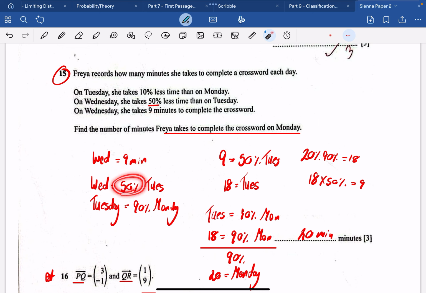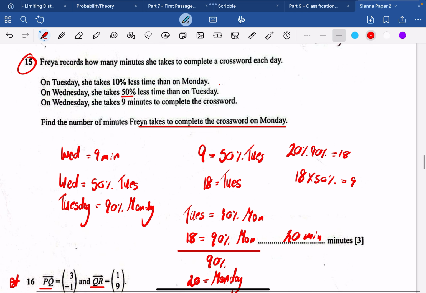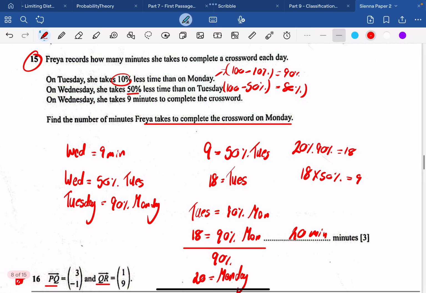Wednesday is equal to 50% of Tuesday's time because it took 50% less time on Wednesday than Tuesday. So we had 100% of Tuesday minus 50% equals 50%. Then Tuesday is equal to 90% of Monday because on Tuesday it took 10% less than Monday. So Tuesday's time is 100 minus 10% equals 90% of the time on Monday.